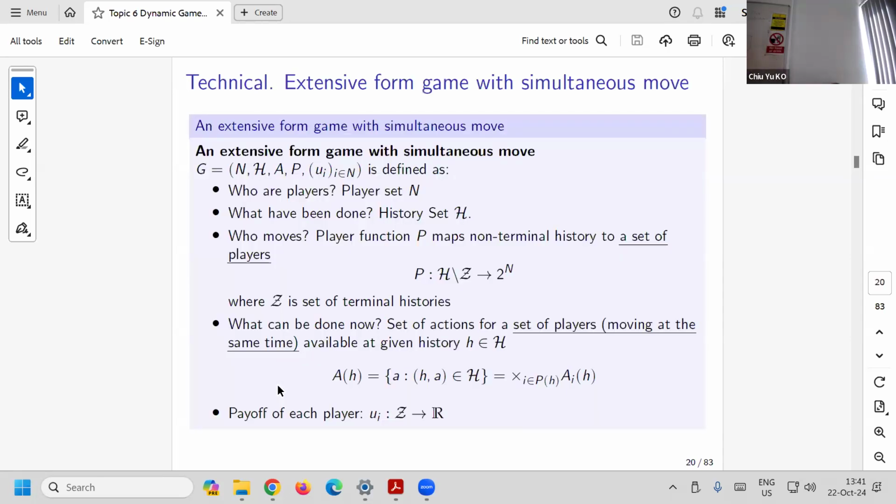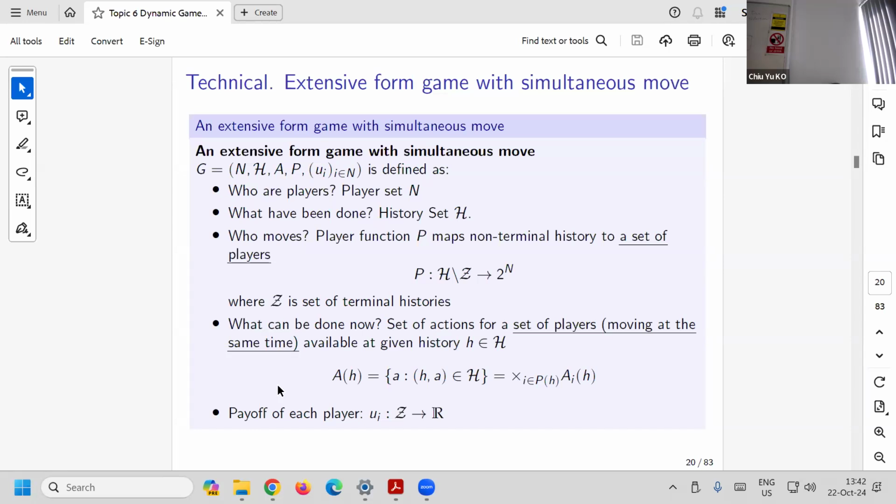So let's see. And that is indeed, the game is not too much different. The only difference is who moves now is not a function, it's a set. The P function is no longer mapped to N, but to a power set of N, because it's not pointing at one guy, but a subset of guys. And then what can be done now is not an element A, but rather the product set of all possible agents that can move now, right?